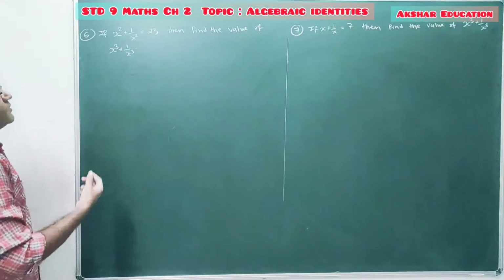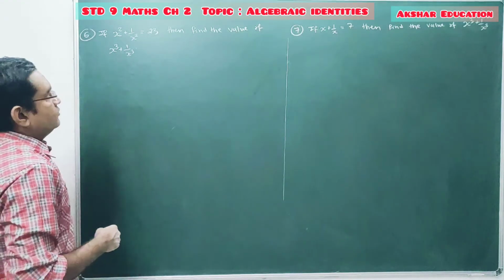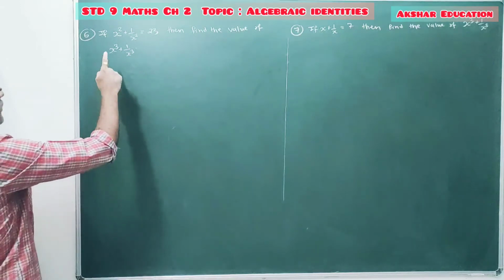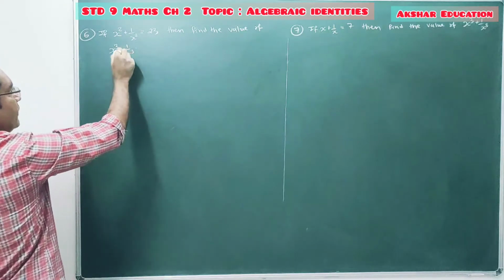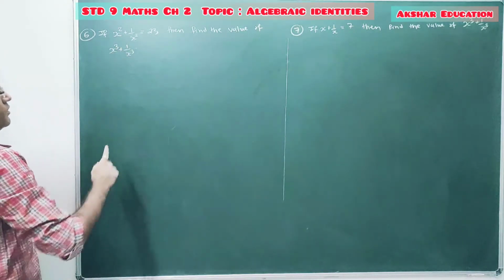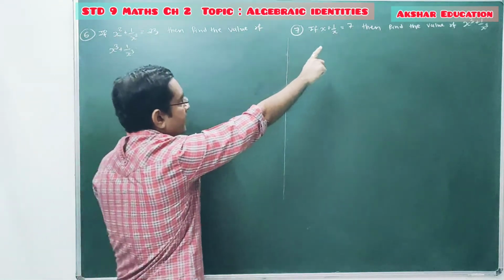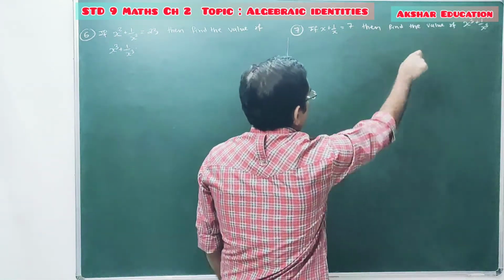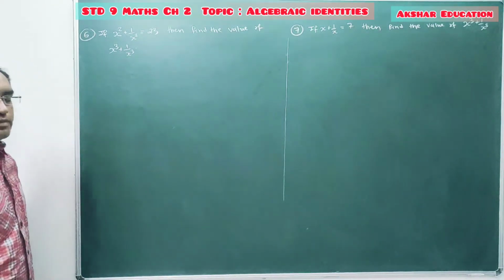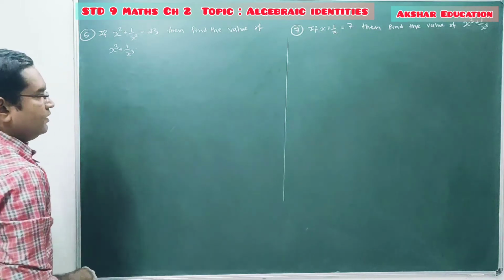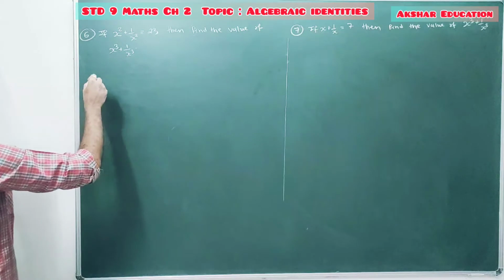Now check question number 6. These are the sums which are very important from the examination point of view. Here we are given x square plus 1 by x square equal to 23, and we have to find the value of x cube plus 1 by x cube. And check question number 7. Instead of this power 2, here we are given x plus 1 by x equal to 7, and find the value of x cube plus 1 by x cube. So two different types of sums are there, and the method will be a common method. So let's try question number 6, how it can be solved.